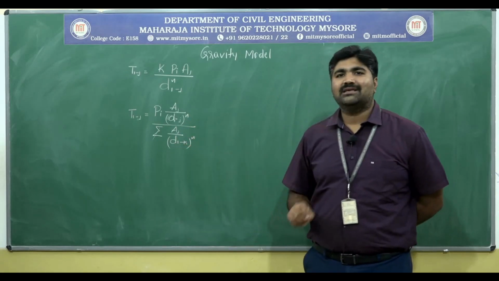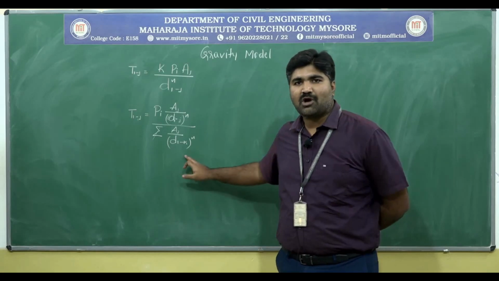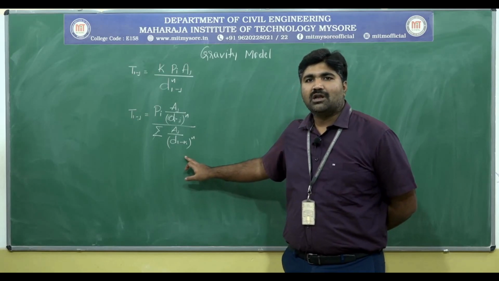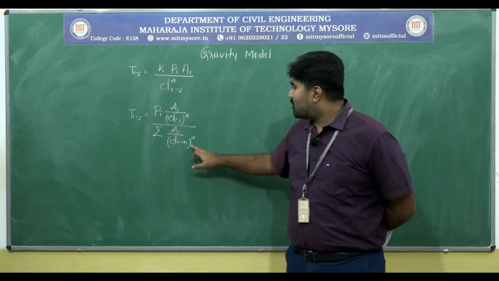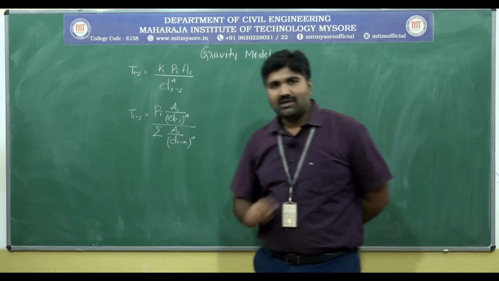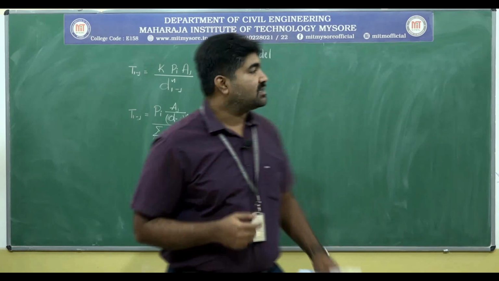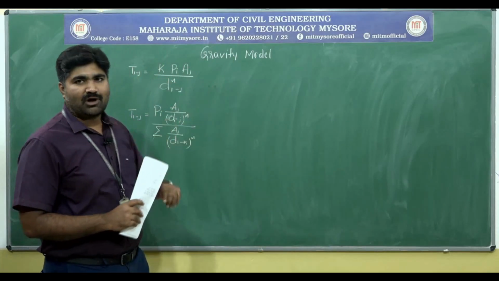Where small k is the total number of zones, and capital K is the constant. Let us solve the problem by using this equation. Let us distribute the trips by using the gravity model method.